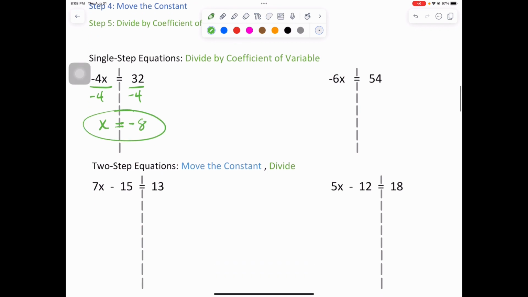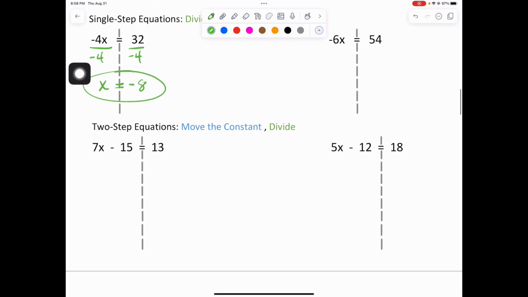Circle your answer. At this brief moment, feel free to pause the video, okay? Write down this equation here if you would like to practice these, okay?